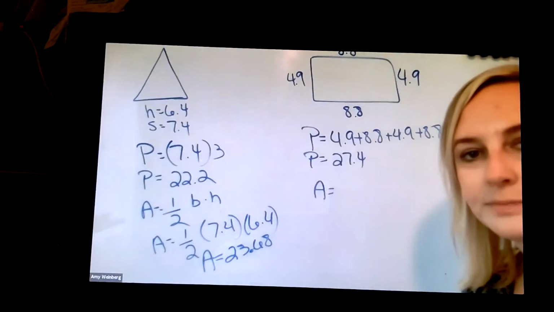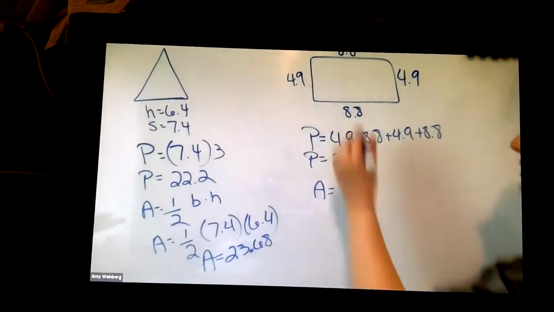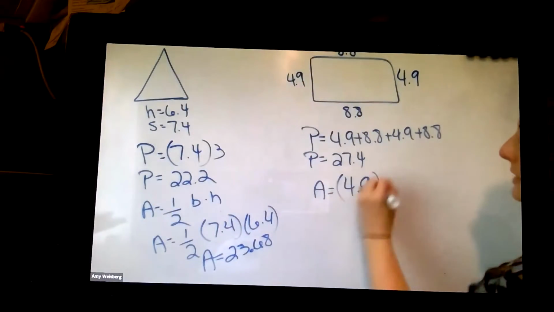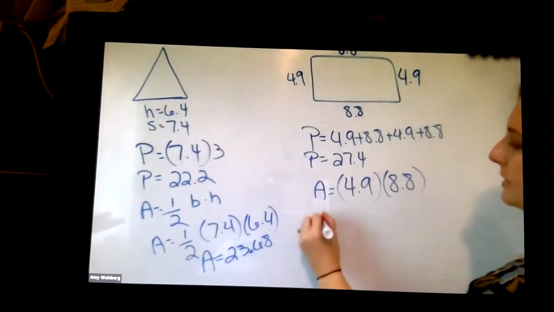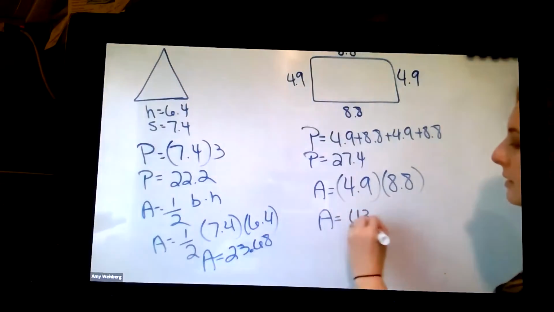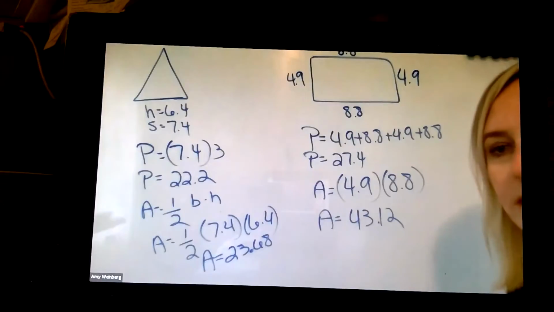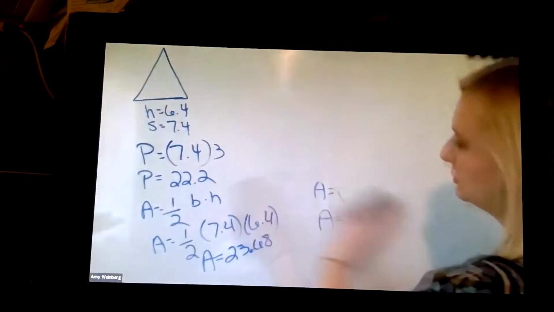Yes, good. Agreed, okay. And then my area is just one side by the other side, multiplication, right? Length times width. So 4.9 times 8.8. So my area for that one should be 43.12. Agreed? Okay, awesome.